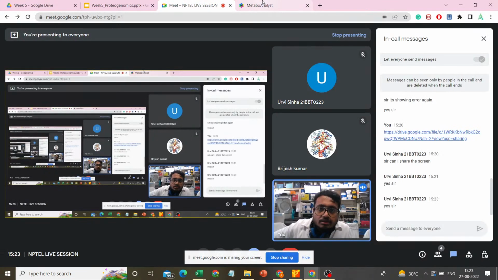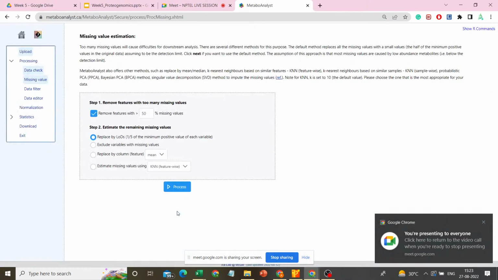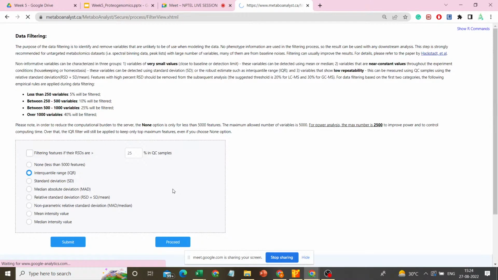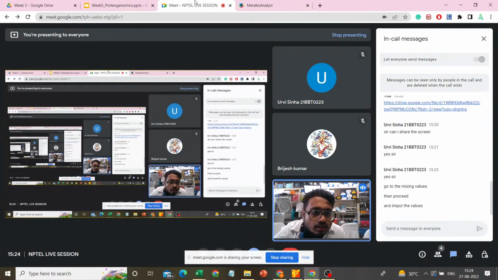Okay, so here we need to impute, right? So first we will go to missing values. So which have greater than 30% of missing values? We will remove those and we will estimate these values using KNN and feature wise. Done. Go to the missing value, impute the value.